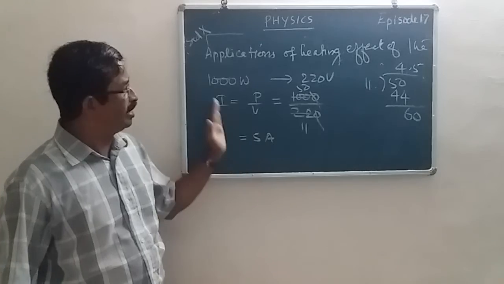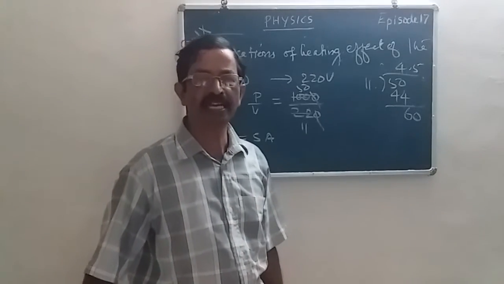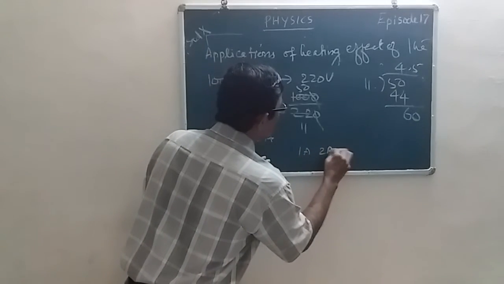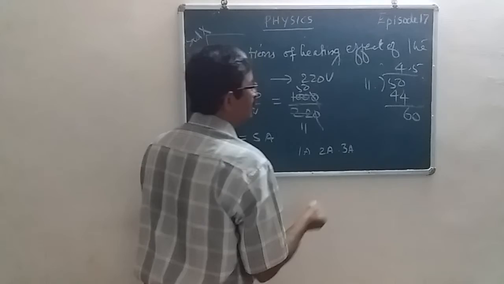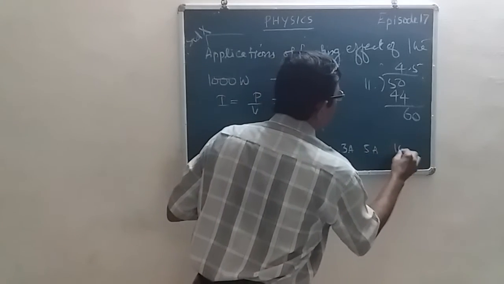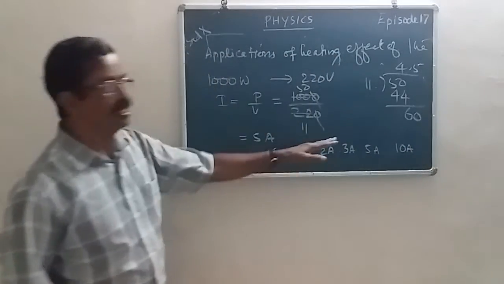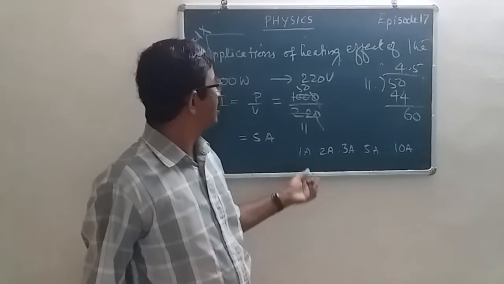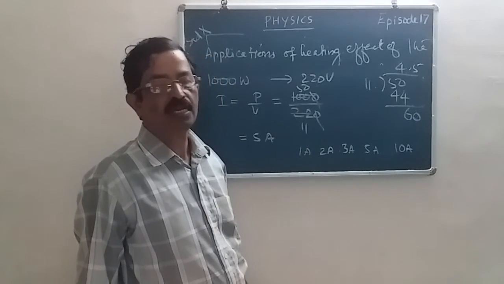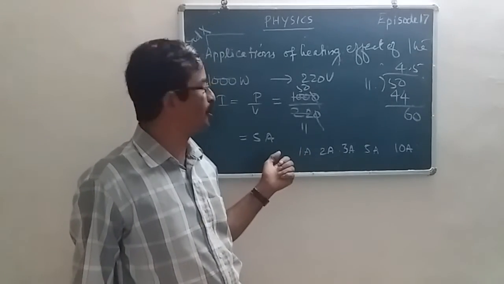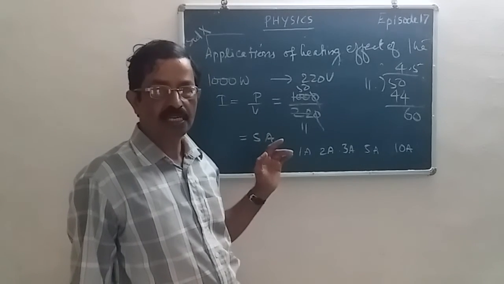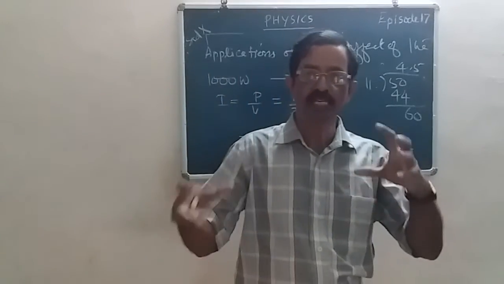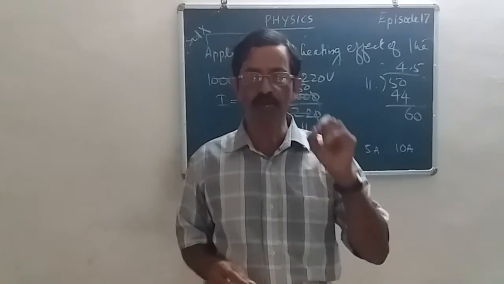In our household circuit we will get fuse wires such as 1 ampere fuse, 2 ampere fuse, 3 ampere fuse wire, and 5 ampere, 10 ampere. These are the fuses available in the market to use in our household circuit. That means we always want to use fuse wire in accordance with the power we are using in our household circuit.